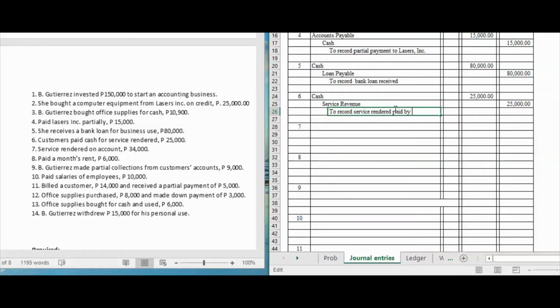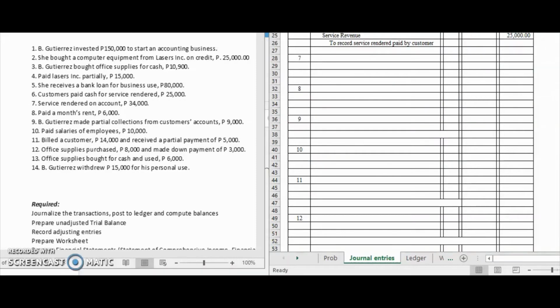Paid by customer. You can add that one. As long as it describes the transaction, you can use any terms you want. Okay, so let's continue with the seventh transaction. Service rendered on account, 34,000.